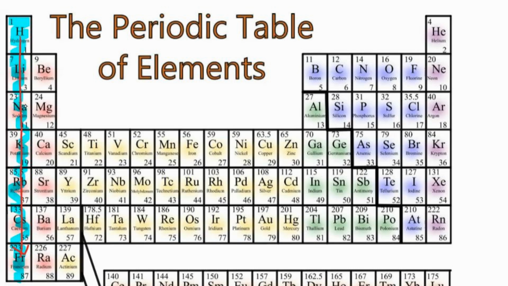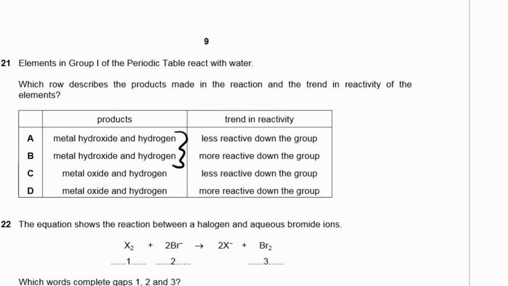So now we're going to look at the reaction with water. Let's take sodium for instance. When you react sodium with water, you get sodium hydroxide, NaOH, plus hydrogen for the squeaky pop. So the products are a metal hydroxide, sodium hydroxide, and hydrogen. You don't get sodium oxide. And it becomes more reactive down the group. So the answer is B.